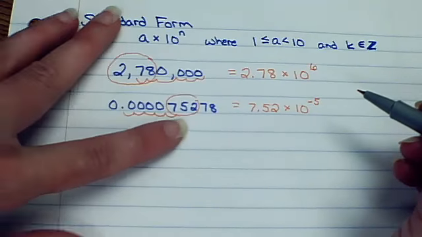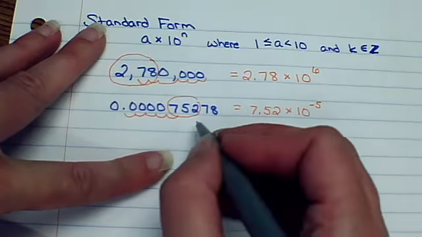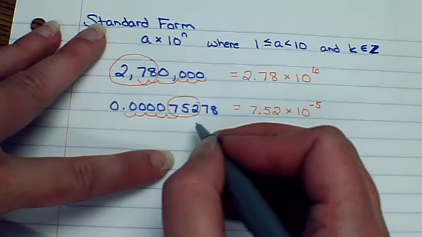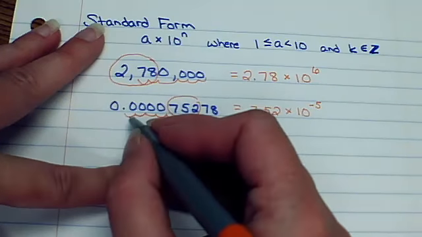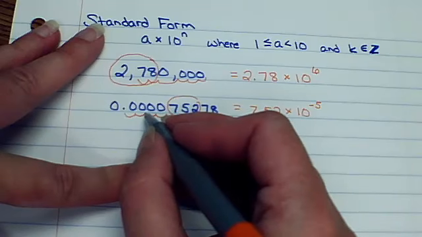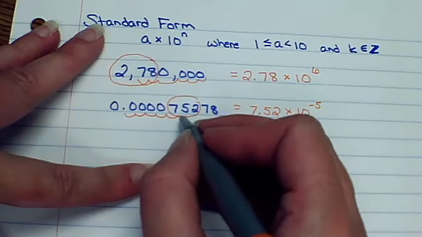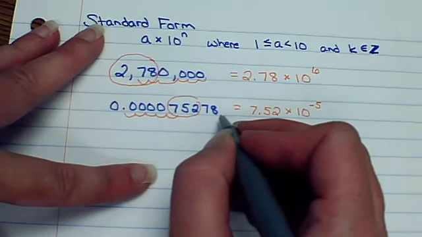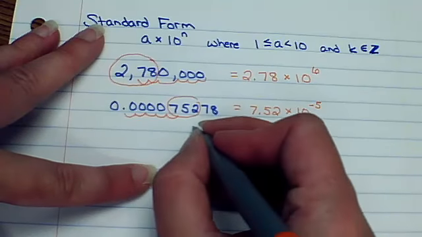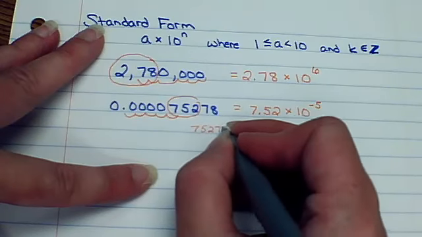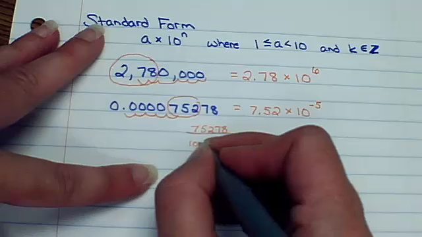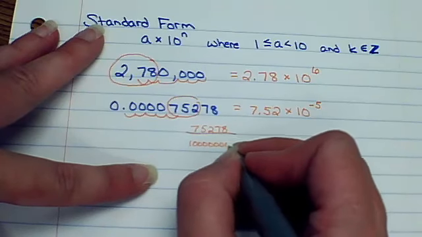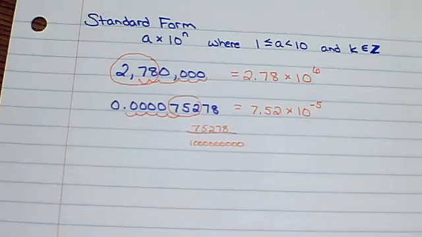Which one would be a rational number? Both of them. Now, you say both of them. How in the world could I have written that as a fraction? Well, that's 1, 2, 3, 4, 5, 6, 7, 8, 9. So this would have been 75278 over 1, 2, 3, 4, 5, 6, 7, 8, 9. I can write it as a fraction. That makes it rational.